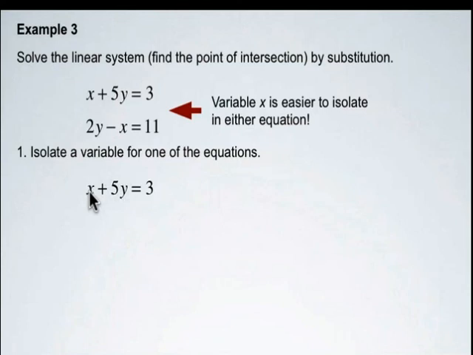So what we're going to do is isolate the x variable in the first equation. So what I want you to do is isolate x. And the way we do that is by subtracting 5y from both sides. So then x is equal to 3 minus 5y. So now I want you to complete this question by subbing x equals 3 minus 5y into the other equation and solving for y.